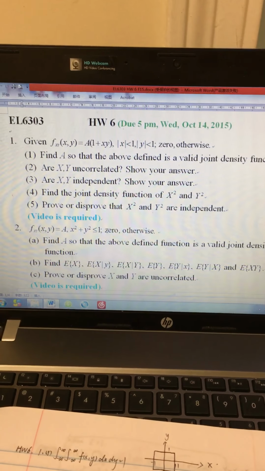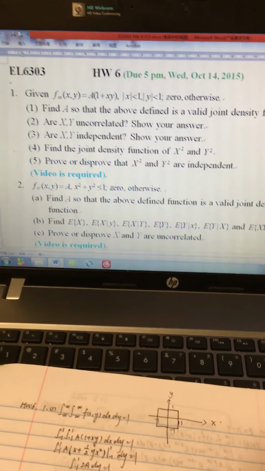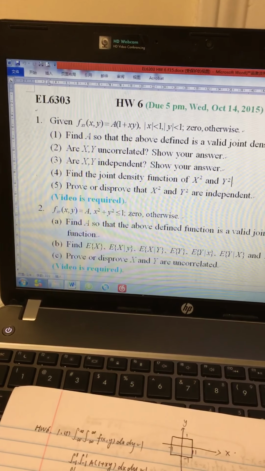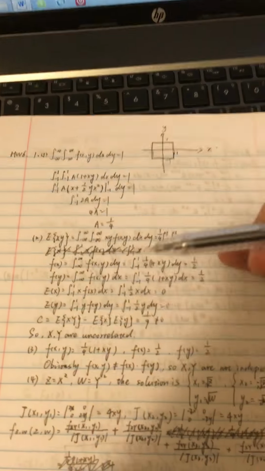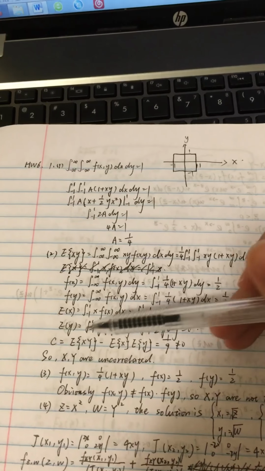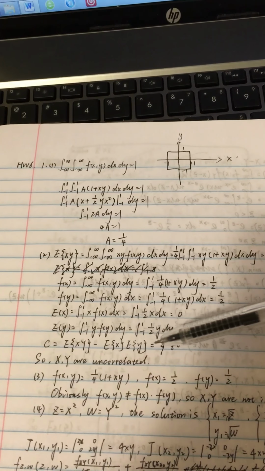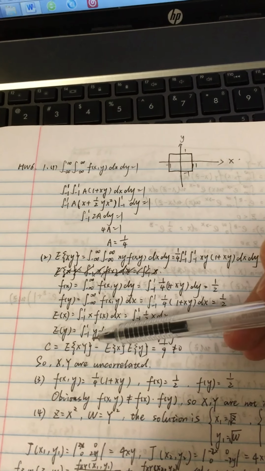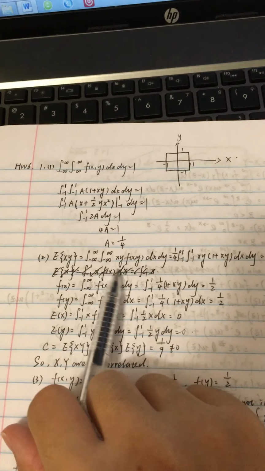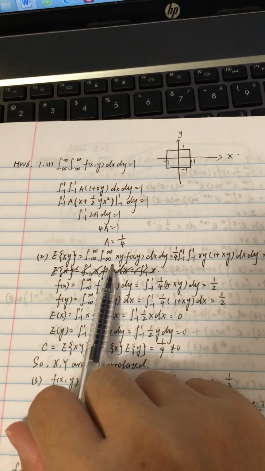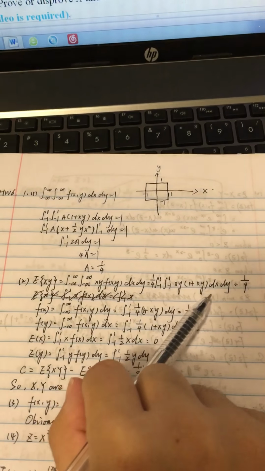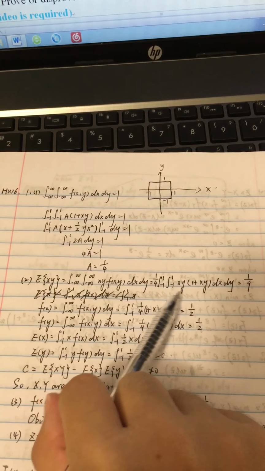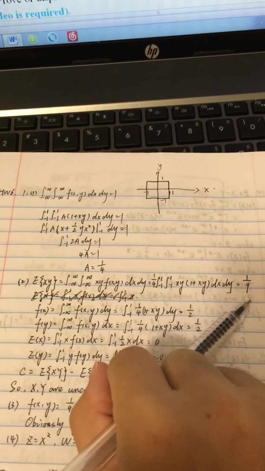The second sub-question: are x and y uncorrelated? Show your answer. To prove or disprove x and y are uncorrelated, we need to calculate the value of c, which equals E[XY] minus E[X] times E[Y]. So first, let's calculate E[XY]. E[XY] is the integral of xy times f(x,y). The range of x and y are from -1 to 1, and we can get 1 over 9.